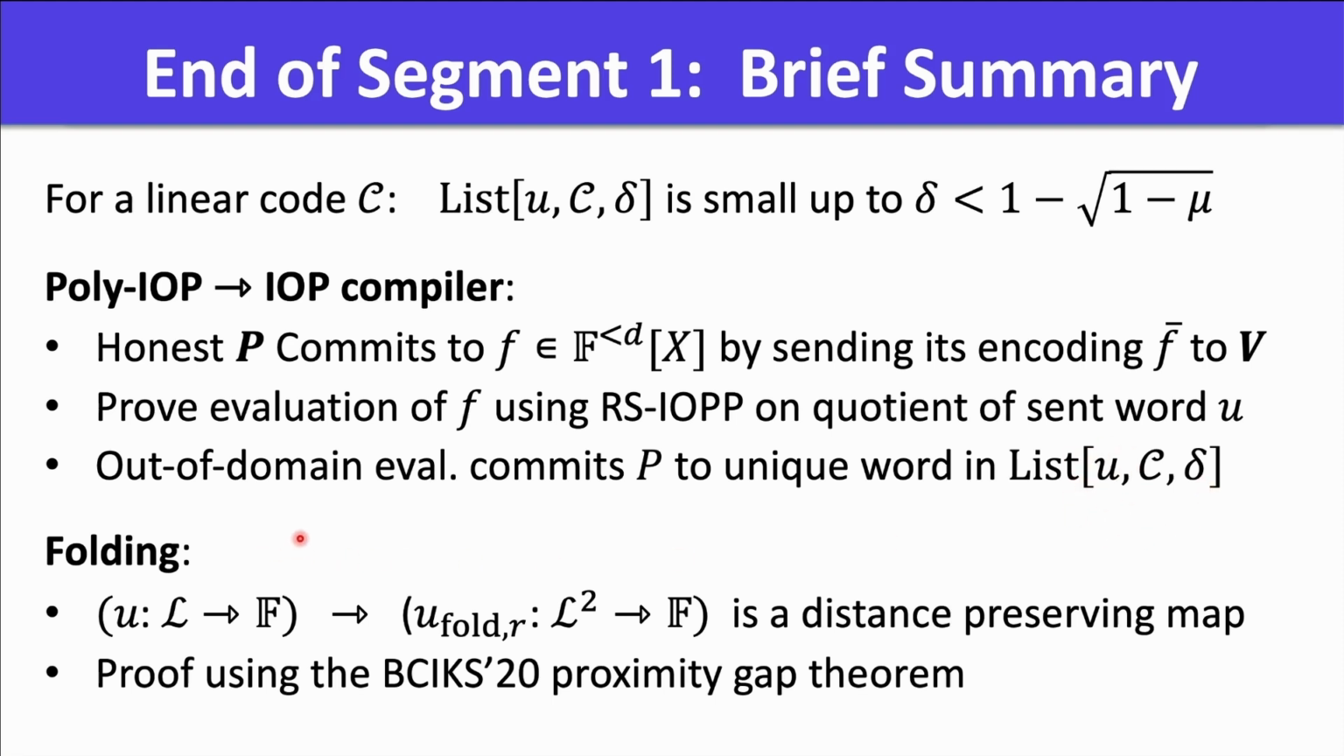And finally, we talked about folding. The main property that we're going to use is that when we take a function from L to F and we fold it into a function from L squared to F, we showed that this is a distance preserving map, and we're going to use this in a critical way to build FRI.